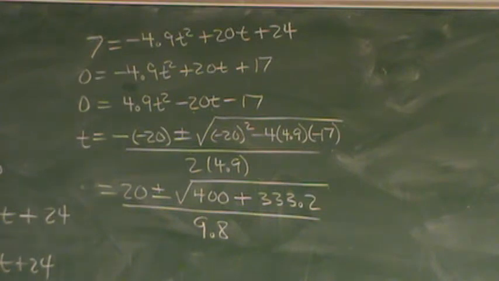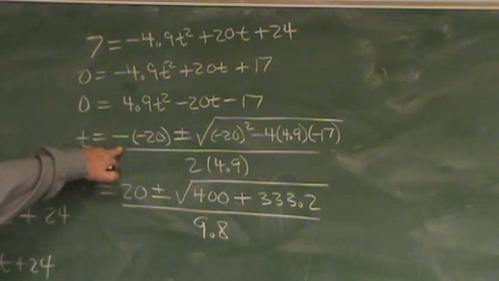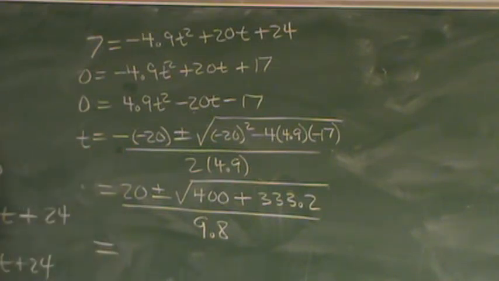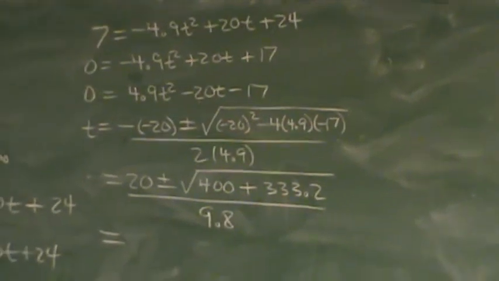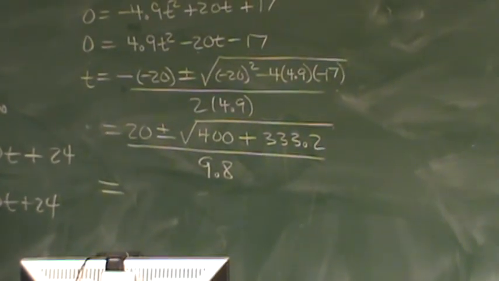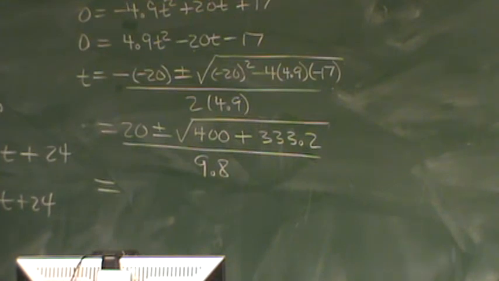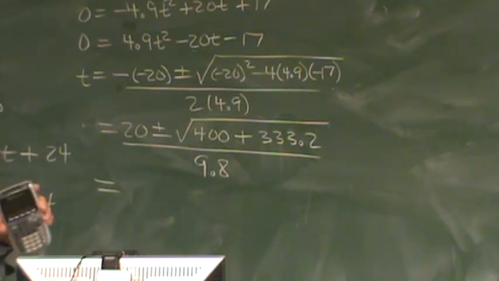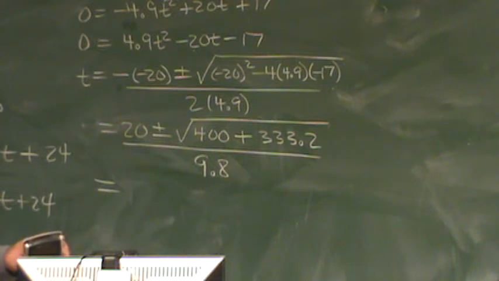Okay, now, once you show me that step, I'm not too picky about what you show me after that. All right? 400 plus 333.2 is going to be 733.2. You want the square root of that? Square root of that is going to be 27.077666607, and so on. Yes? They said to round to the nearest tenth, didn't they?